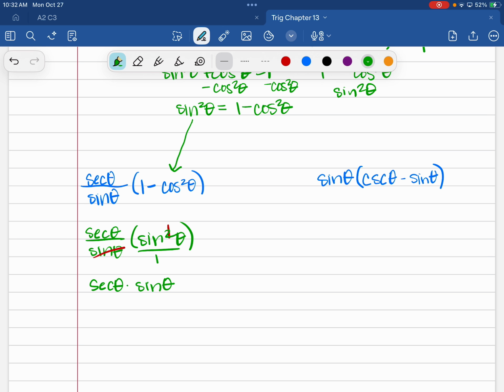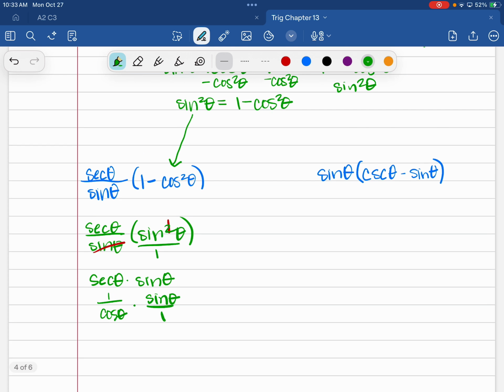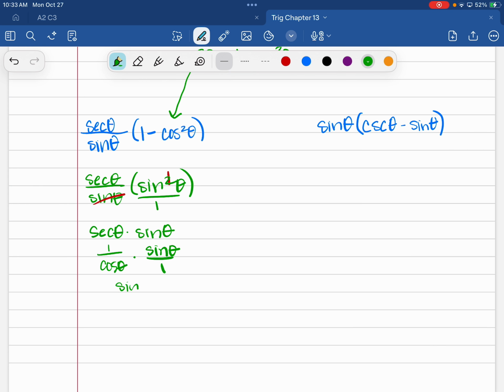Oh, that makes sense. And what do we make it into a cosine? So then we'd want to do our secant, replace that with 1 over cosine, times sine. All right, so if we have 1 over cosine times sine over 1, that becomes 1 fraction. That is sine over cosine, which is tangent. Very good.